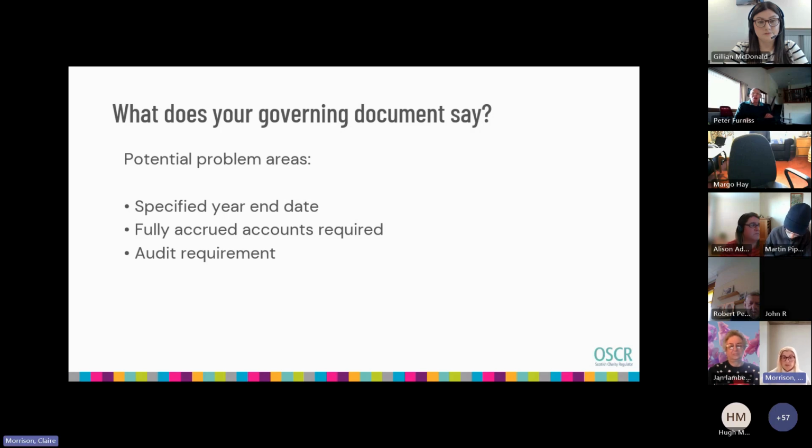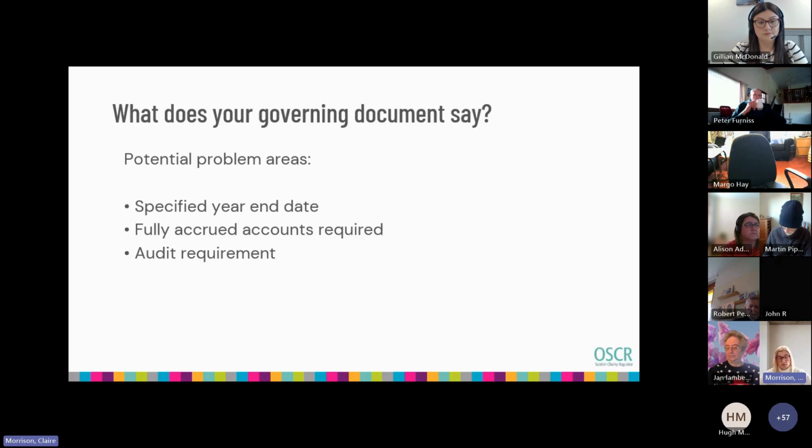Governing documents may have specific financial year-end dates included, and this means that the charity must use this date to prepare their financial accounts. Sometimes a governing document will require the preparation of fully accrued accounts, where otherwise receipts and payments accounts could be prepared. Older governing documents sometimes refer to a balance sheet, income and expenditure, or profit and loss account, and these terms mean that fully accrued accounts are required.